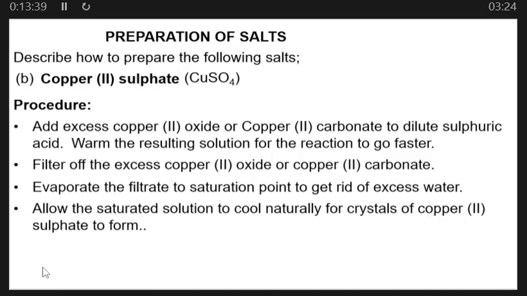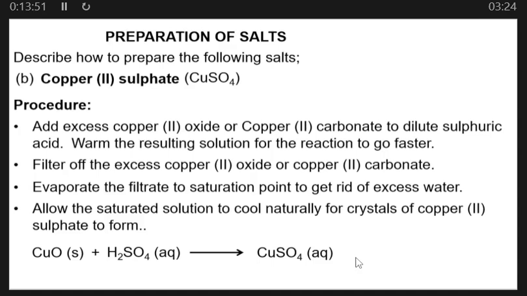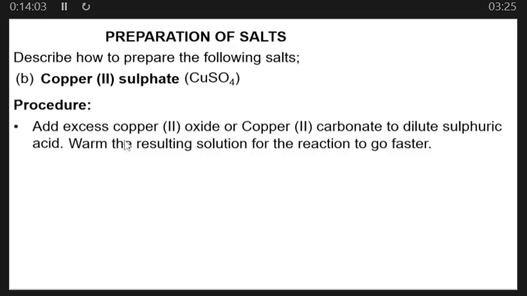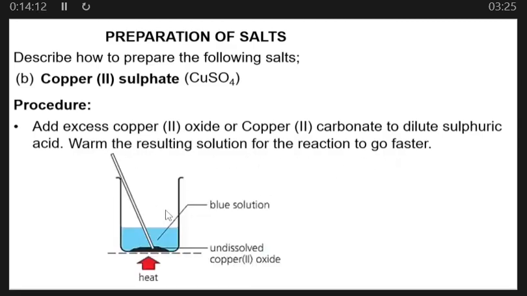Then the equation for the reaction is copper 2 oxide, so here I've used copper 2 oxide, guys, plus sulfuric acid. It will give us copper 2 sulfate plus water. So the equation is balanced. All right, so let me show you the real picture of what happens with some illustration here. So the first step, when we said add excess copper 2 oxide or copper 2 carbonate to dilute sulfuric acid, warm the resulting solution for the reaction to go fast, the diagram is supposed to be like this.